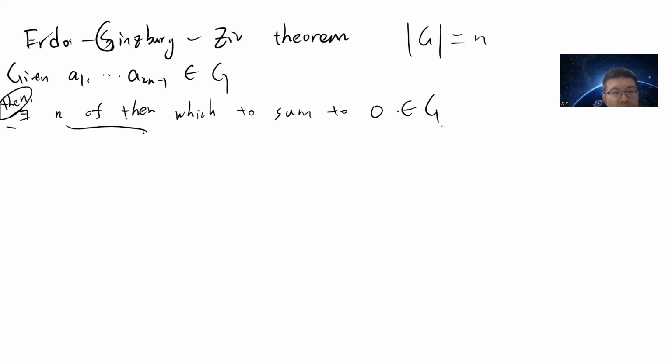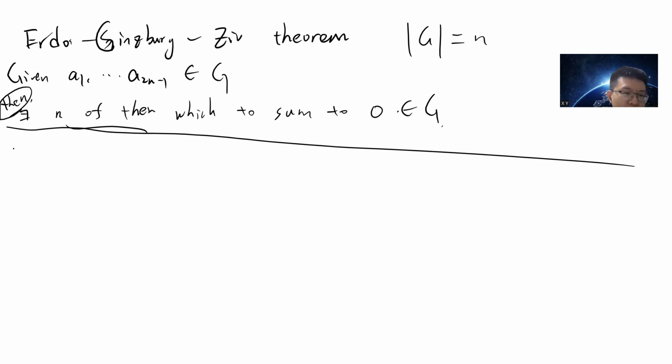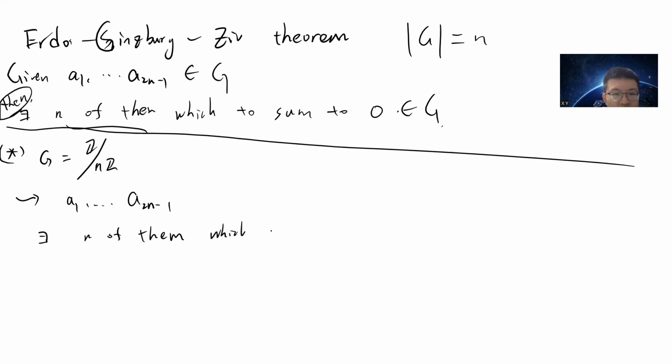Let me just write this down. It may be hard to understand, so one non-trivial corollary is that you take G to be Z divided by nZ. Then this gives you the following: among any 2n minus 1 integers, there always exist n of them whose sum is divisible by n, or basically a multiple of n.